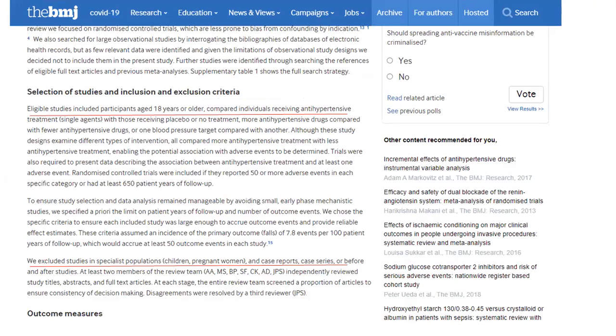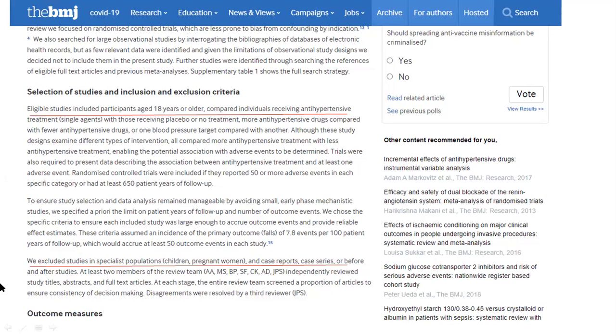So there is a specific selection criteria. These are all the studies that have participants 18 years or older, comparing individuals receiving antihypertensive treatment, only a single agent, with either placebo or no treatment. What they are trying to do is study those particular RCTs where patients more than 18 years of age were on an antihypertensive with a single agent, and the comparator group did not receive any treatment or received placebo.